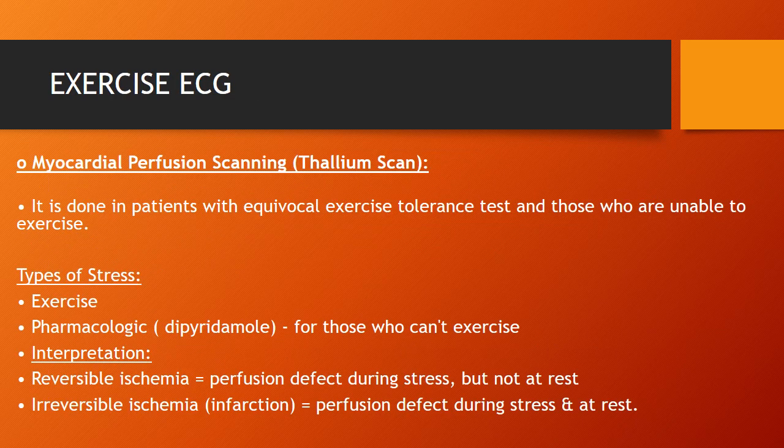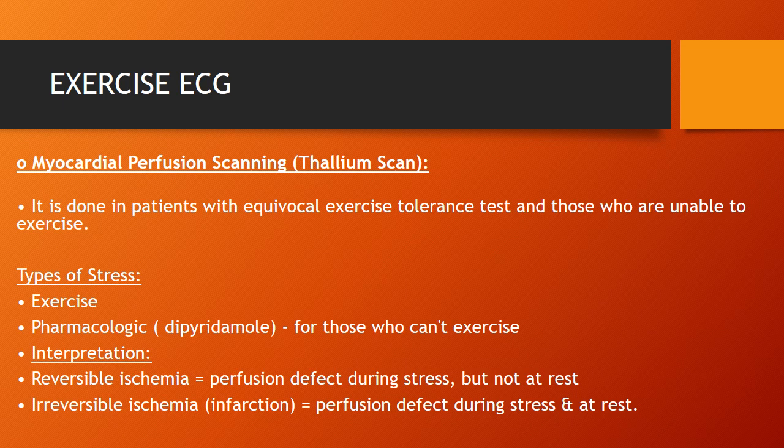So for patients who have baseline abnormalities of ECG and show an equivocal exercise tolerance test, we can perform exercise thallium scanning, and for those who are unable to exercise, we can perform pharmacological thallium scanning by giving dipyridamole. And we will obtain different CT scans of the myocardium at rest and during the stress after administration of IV radioactive isotope. And this perfusion scan will detect perfusion defects.